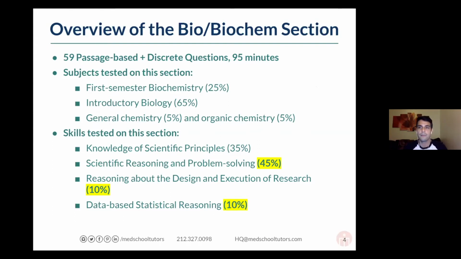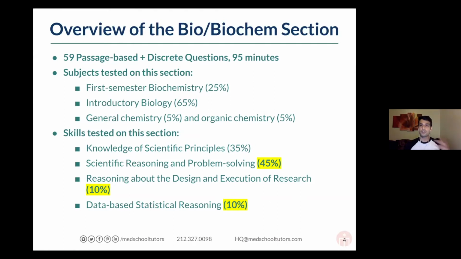So the biochem section is actually the 3rd section in the 4-part MCAT exam. So the MCAT has 4 sections. Biochem comes 3rd after Chem Phys and CARS, which is the critical analysis and reasoning skills section, and before the final section, which is the psych-soc section. Like the other science sections, it is 59 passage-based and discrete questions, and it's about 44 passage-based questions and about 15 discrete questions typically. And you have 95 minutes to do so.